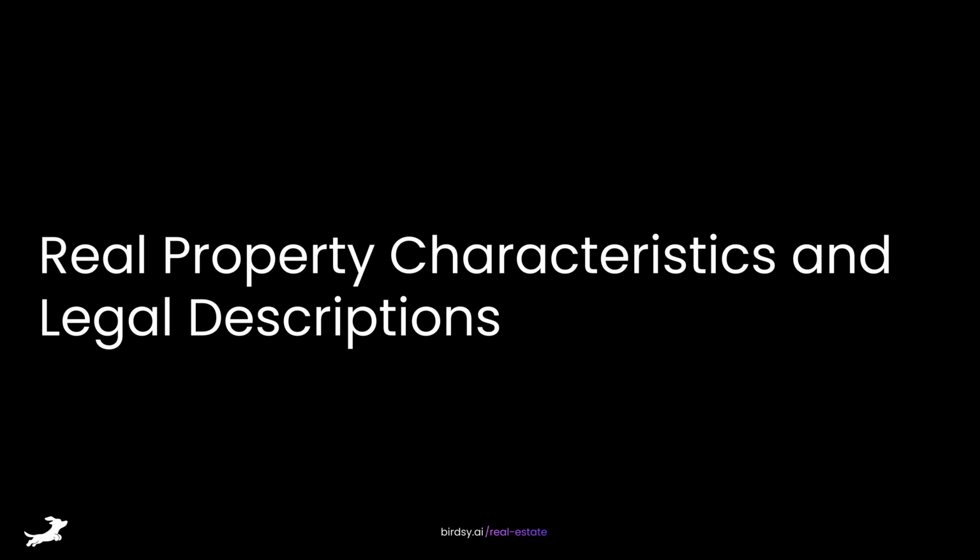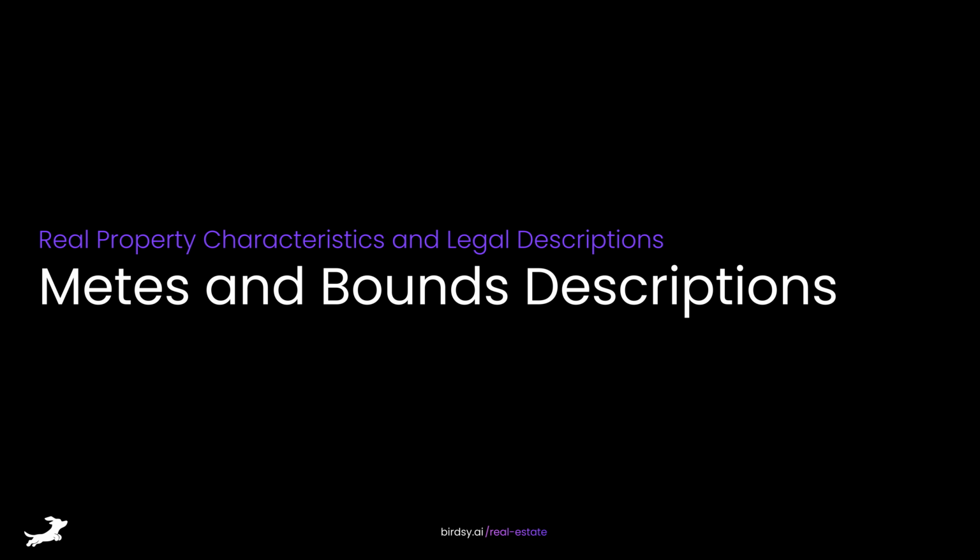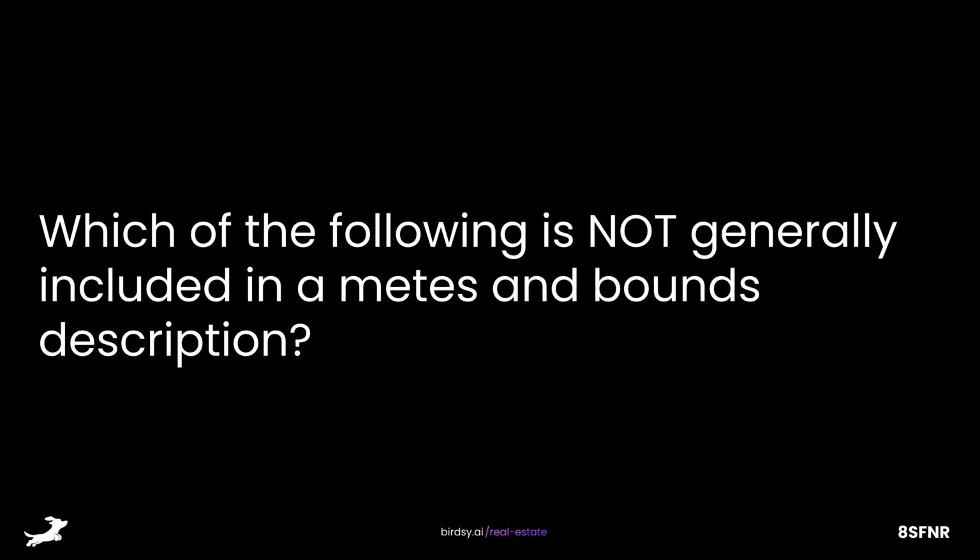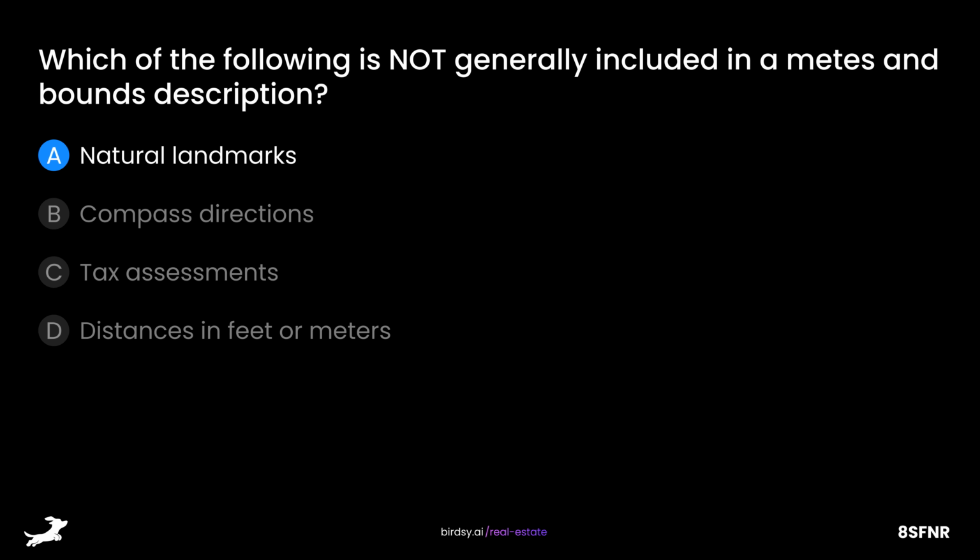Real property characteristics and legal descriptions. Meets and bounds descriptions. Which of the following is not generally included in a meets and bounds description? Is it A, natural landmarks, B, compass directions, C, tax assessments, or D, distances in feet or meters? The answer is C, tax assessments.